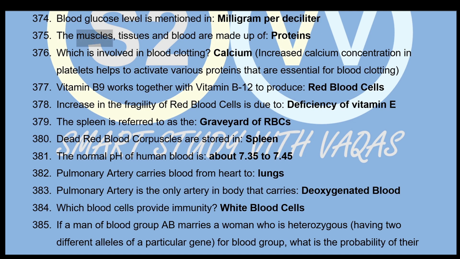The muscles, tissues, and blood are made up of proteins. Which is involved in blood clotting? Calcium. Increased calcium concentration in platelets helps to activate various proteins that are essential for blood clotting. Vitamin B9 works together with vitamin B12 to produce red blood cells. Increase in the fragility of red blood cells is due to deficiency of vitamin E.